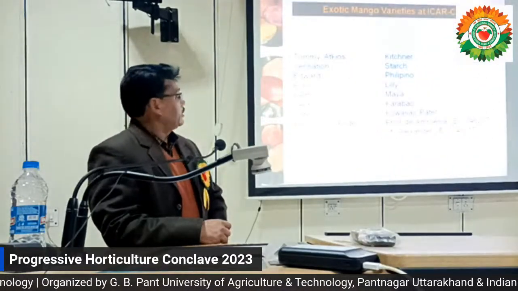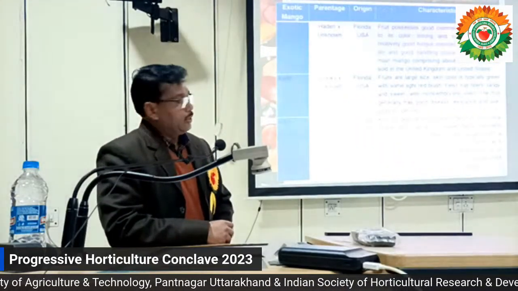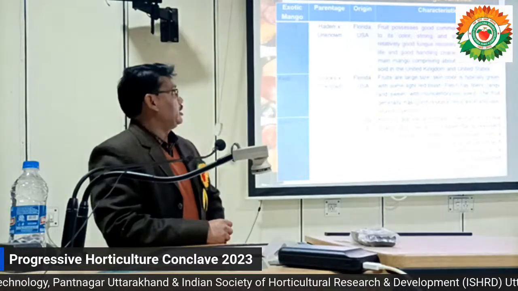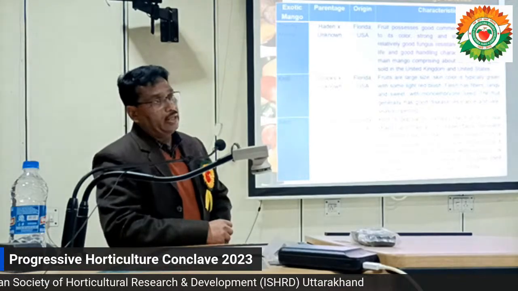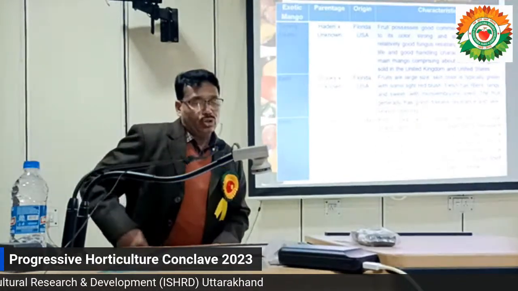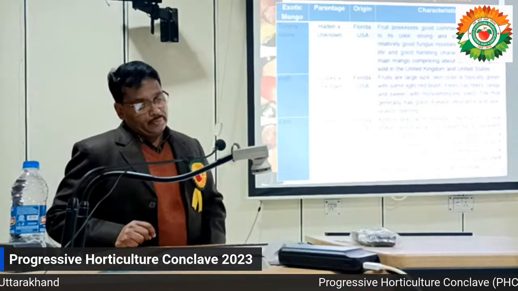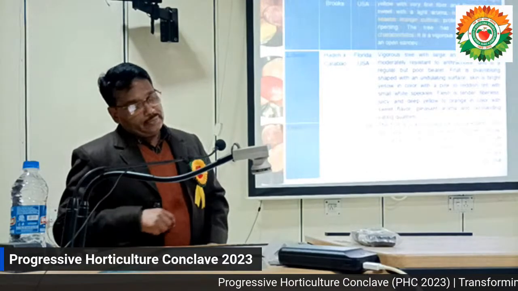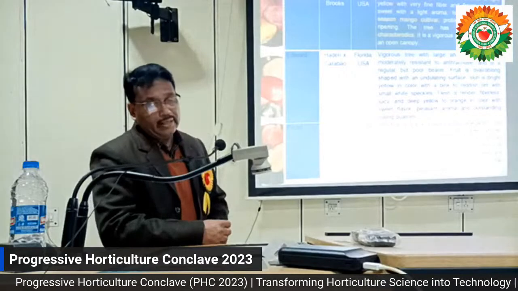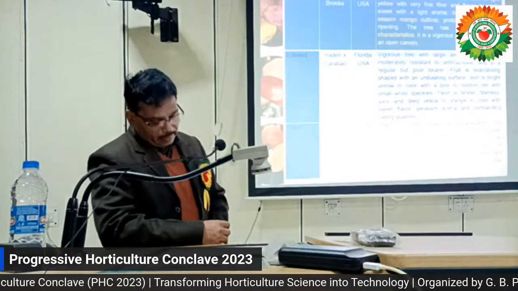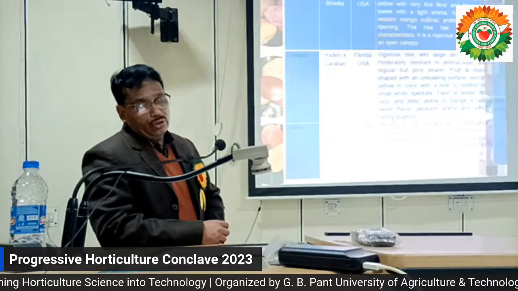These include Tommy Atkins, Sensation, Edward, Eldon, Keitt, and many others. Some of the important characteristics of these varieties are good fungus resistance, very long shelf life, and good handling characteristics. That's why Tommy Atkins is the most important variety with export potential in the US. There are many other varieties like Sensation, which we are using as a donor parent because of high yield and color combinations. Other varieties like Edward are not very good for us.